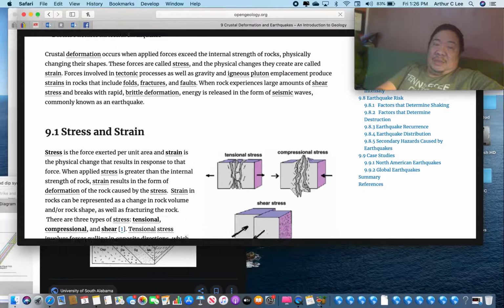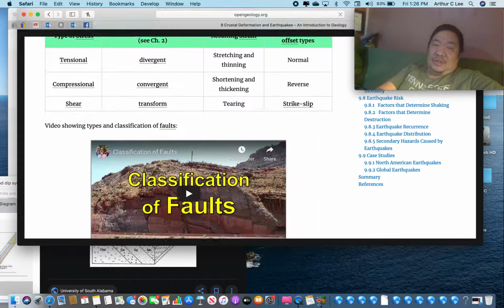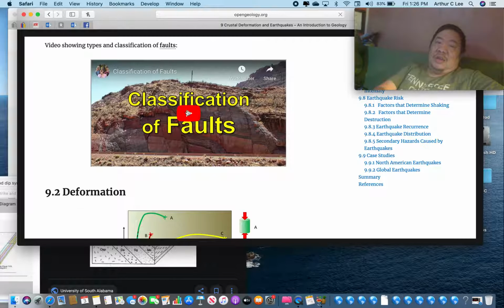The strike and dip can be used for any surface, any geological surface. Here's the video. Click on this video, and you'll learn more about strike and dip, and you'll also learn about the different kinds of faults.